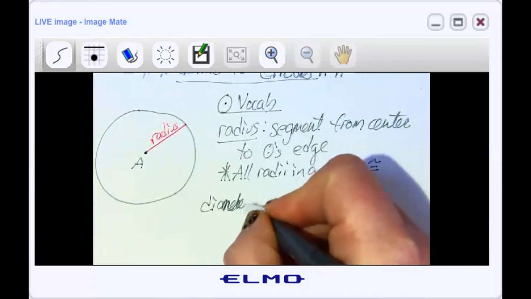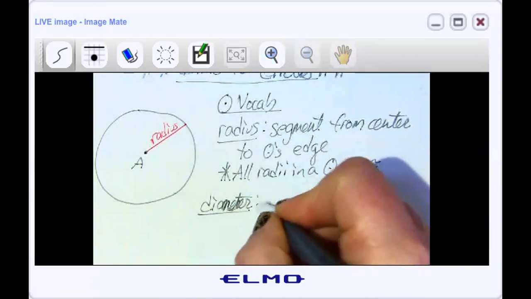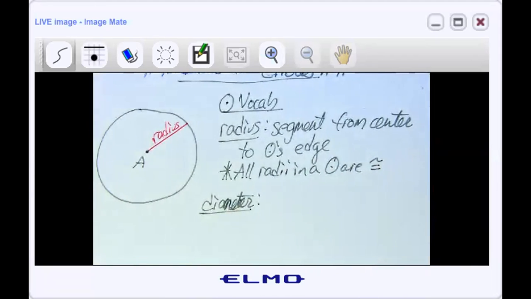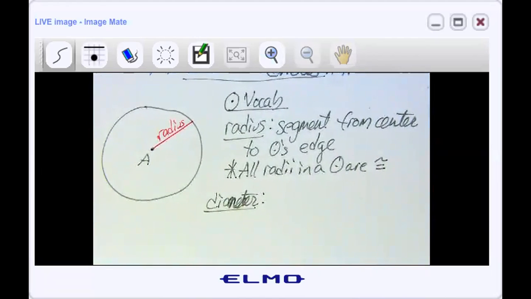Anyway, so there's radius. And then, always tied to radius is the diameter. So a diameter is just a segment that goes from one side of the circle to the other, but it has to pass through the center point. So it's basically just like two radii back to back that make a straight line.